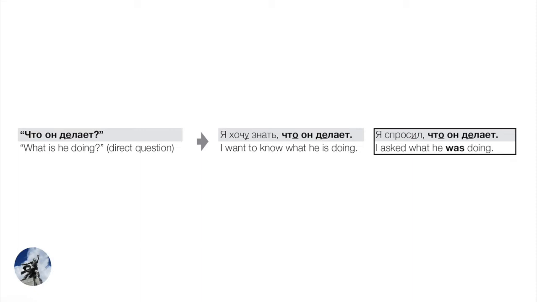I didn't ask what was he doing, right? I asked what is he doing. That was literally the direct question. Okay, so in Russian, in some ways, it's a little bit more accurate, right? We maintain the tense of the original direct question, even if we turn it into a reported question. It doesn't matter what we do to the new main clause, in this case, make it past tense. The original question remains the same. It remains present tense. Я спросил, что он делает. I asked what he is doing, literally.